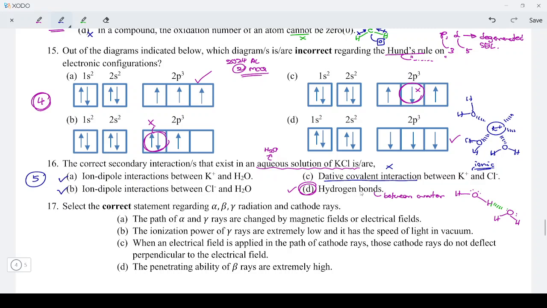So why this question is so important, because most of the students are forgetting hydrogen bonds. Okay, so they take this ion dipole thing quickly, but some of them are forgetting this hydrogen bond thing. Understood? So that's how it goes.